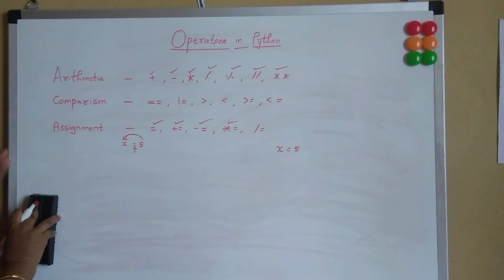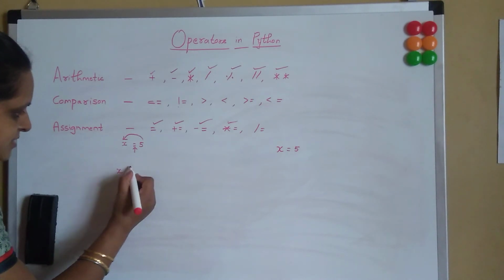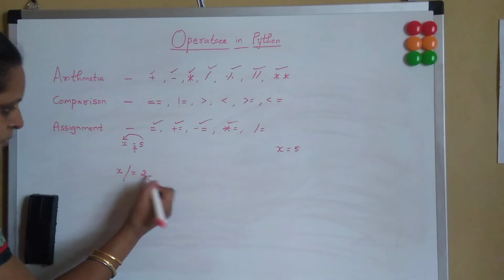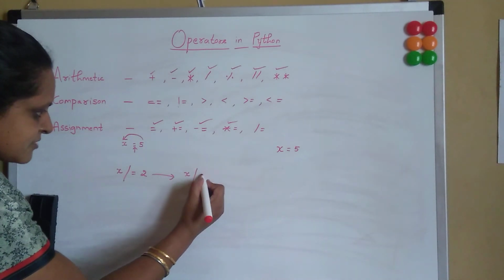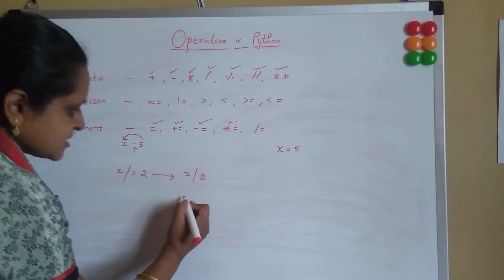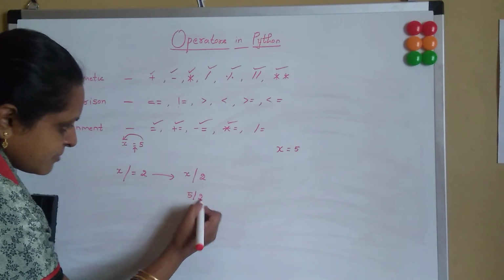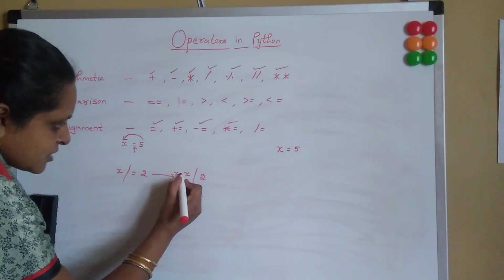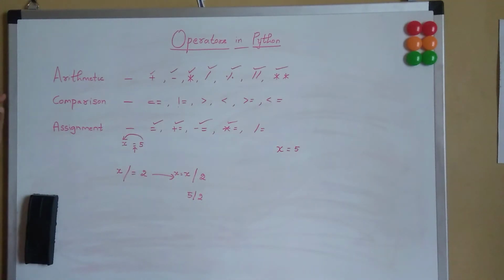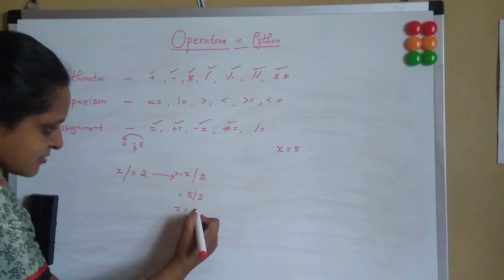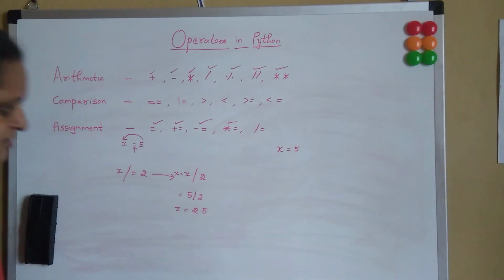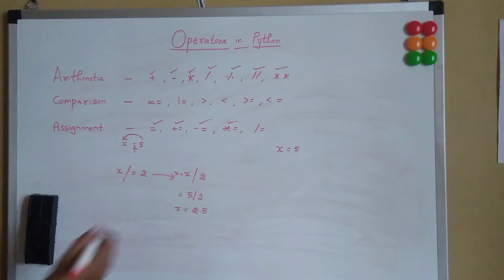Next is the divide equal to. x divide equal to 2. So this is nothing but x divided by 2, that is x equal to x divided by 2, which is 5 divided by 2. So our x will have the value 2.5 stored in it. So this is how divide equal to works in Python.